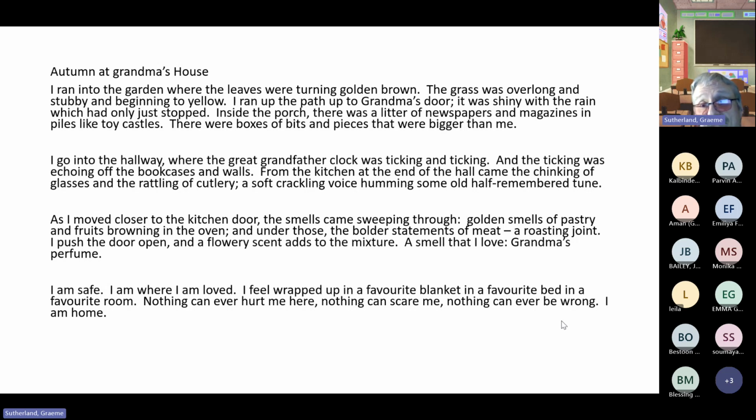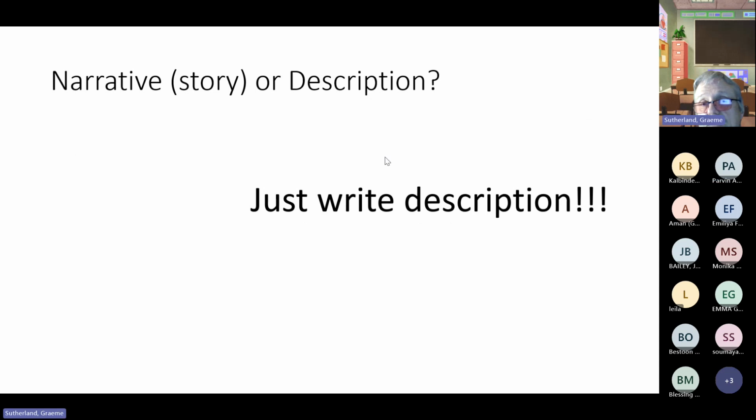Write description. You can turn a description into a little scene from a story, but don't try and write a great adventure or a trip to the seaside or anything like that, or what I did on my holidays. Don't write that. Write description. There you go. That's what it says there. Narrative or description, just write description.